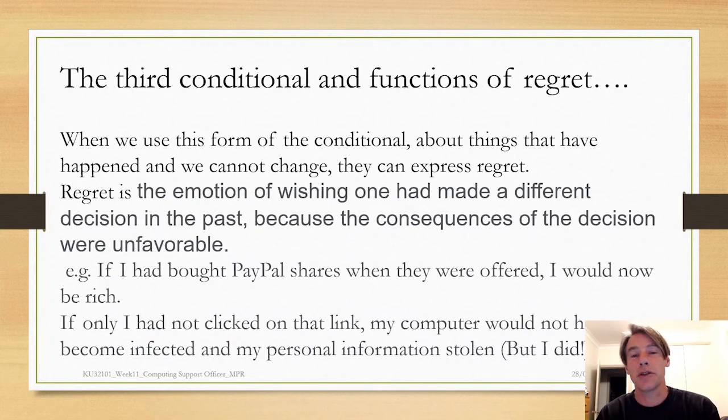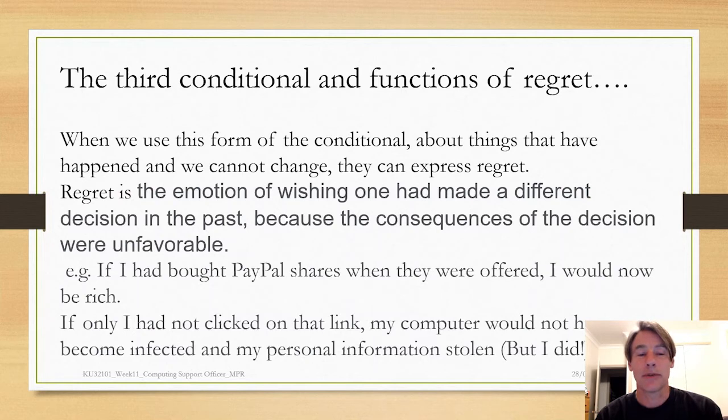The third conditional also has a function of regret attached to it. Not always, but quite often. When we use this form of the conditional about things that have already happened or things that we've already done and we cannot change, they can express regret. Regret is the emotion of wishing one had made a different decision in the past because the consequences of the decision were unfavorable and didn't work out for us.